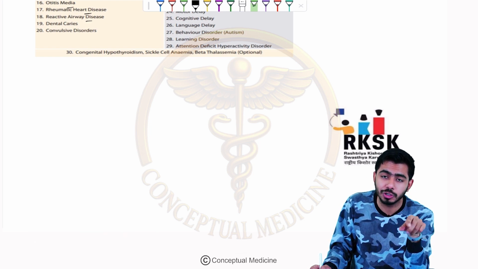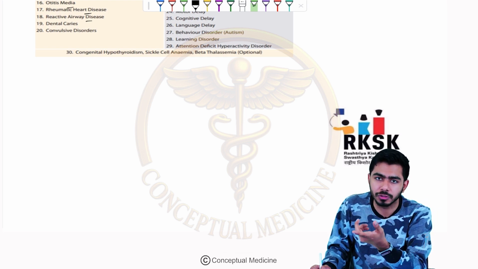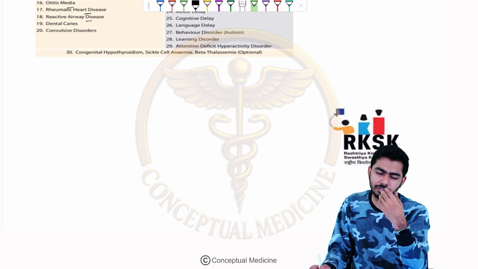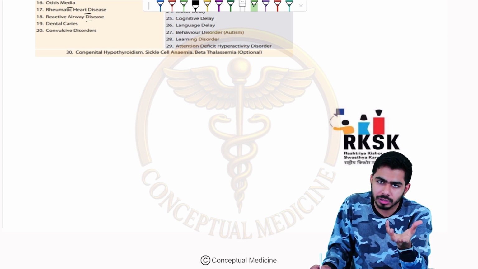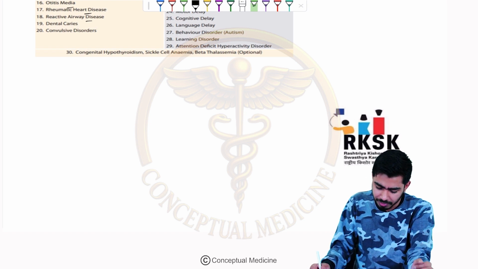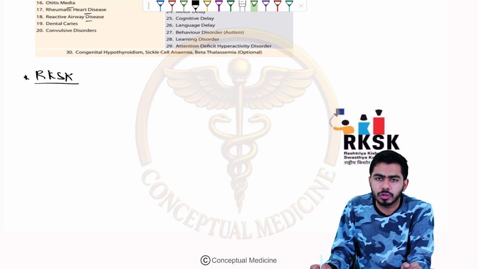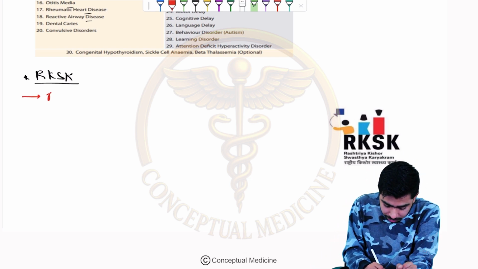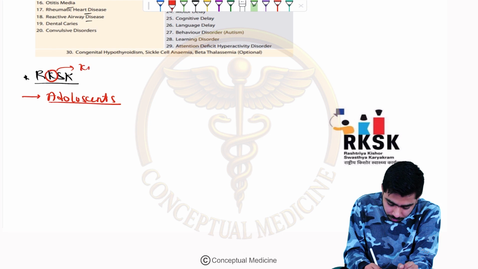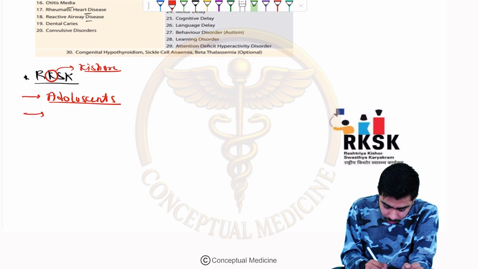Kishore in Hindi is called male adolescent, and Kishori is called female adolescent, right? For those who understand English, otherwise those comfortable with Hindi will understand this better. So Rashtriya Kishore means adolescent, just remember that. Here we are talking about the RKSK, the Rashtriya Kishore Swasthya Karyakram. In this Karyakram, the targets are adolescents, because K is Kishore, which is the adolescent.